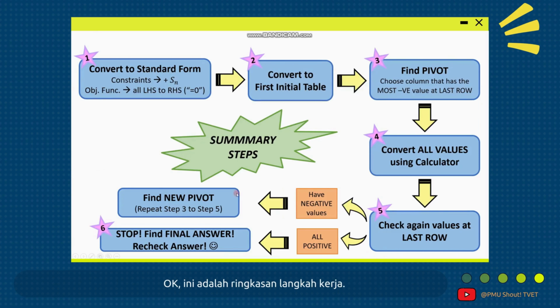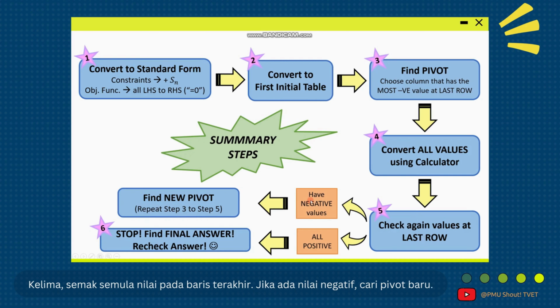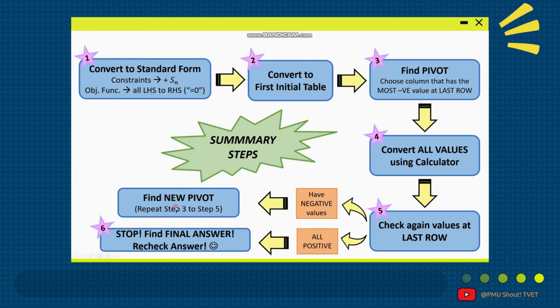Summary of steps. First, convert to standard form. Second, convert to the first initial table. Third, find the pivot. Fourth, convert all values. Fifth, check again the values at the last row. If it has a negative value, find a new pivot. If it is all positive, stop and find the final answer.